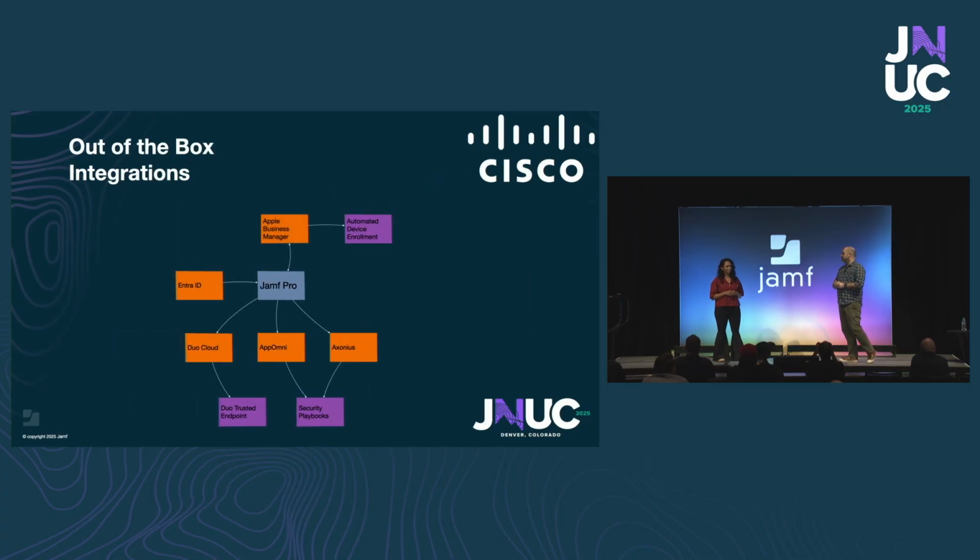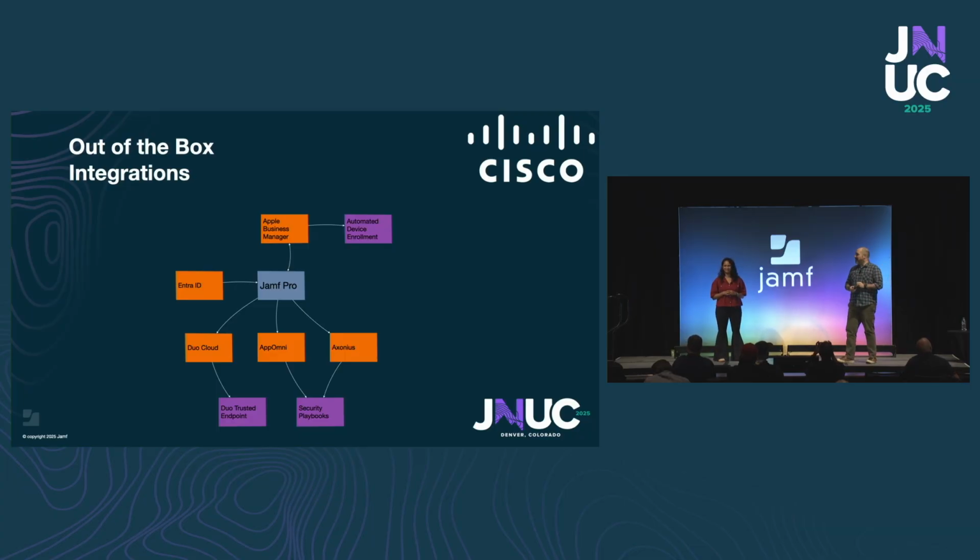All right. So we'll start bottom middle. We've got AppOmni and Axonius. Those are some out-of-the-box integrations, and those are used by our InfoSec teams for some security playbooks. I could tell you about them, but I would have to kill all of you, so I will spare you.